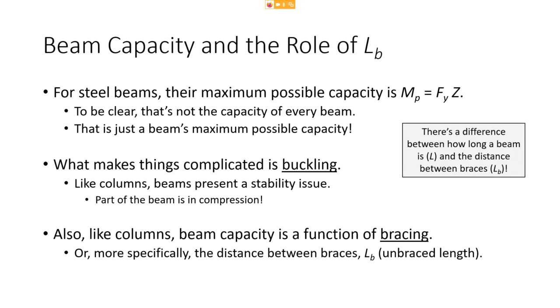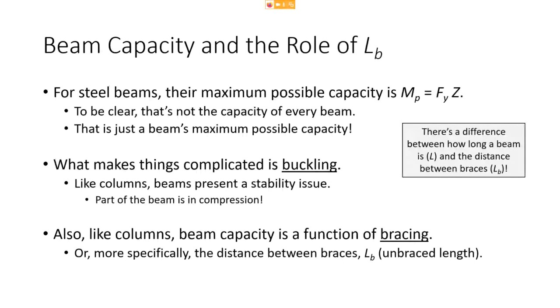Okay. The problem with what makes beams complicated is buckling. Now, if you remember columns, if you take a column and you load it in compression, it buckles, right? Things in compression like to buckle. Well, beams experience compression too. You take a beam and you bend it, and part of the beam is experiencing compression, part of it isn't. If you bend it, like smiley face bending, the top of the beam experiences compression, the bottom of the beam experiences tension. So the part of the beam that is experiencing compression wants to buckle.